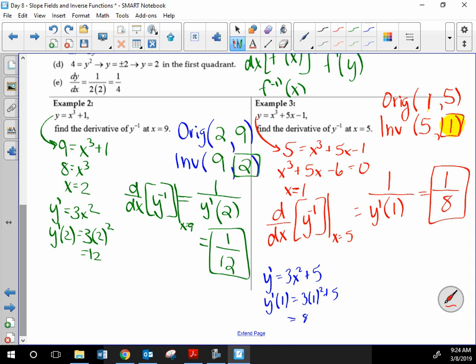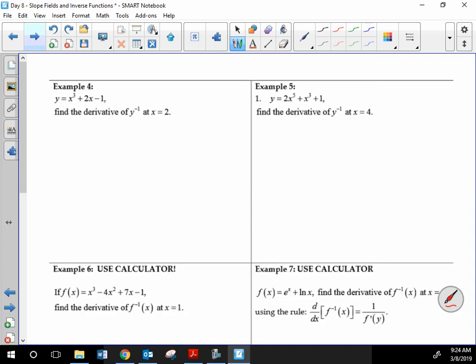I want you guys to try. I mean, these are about the same. Go and try example 4. Really the same thing over and over. After example 4, then I want you to go to number 7 on the homework, which is just the next page. Not this one.